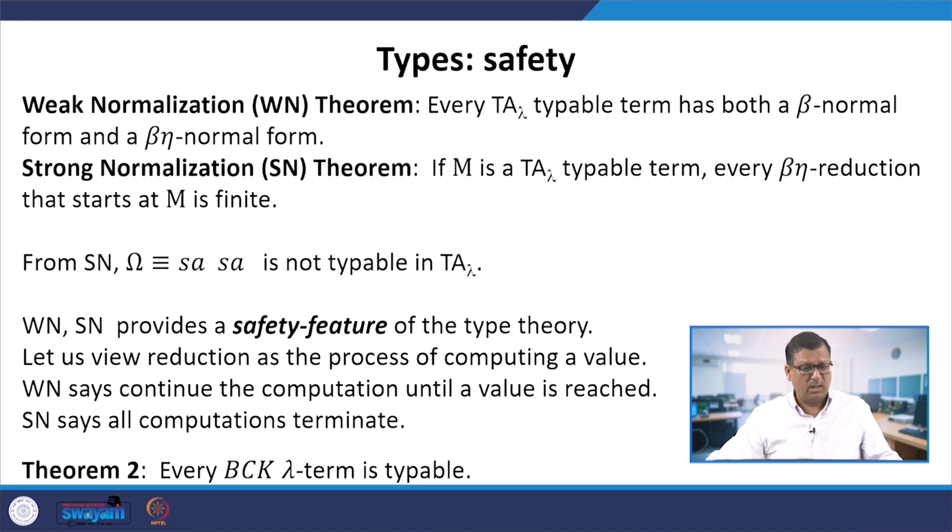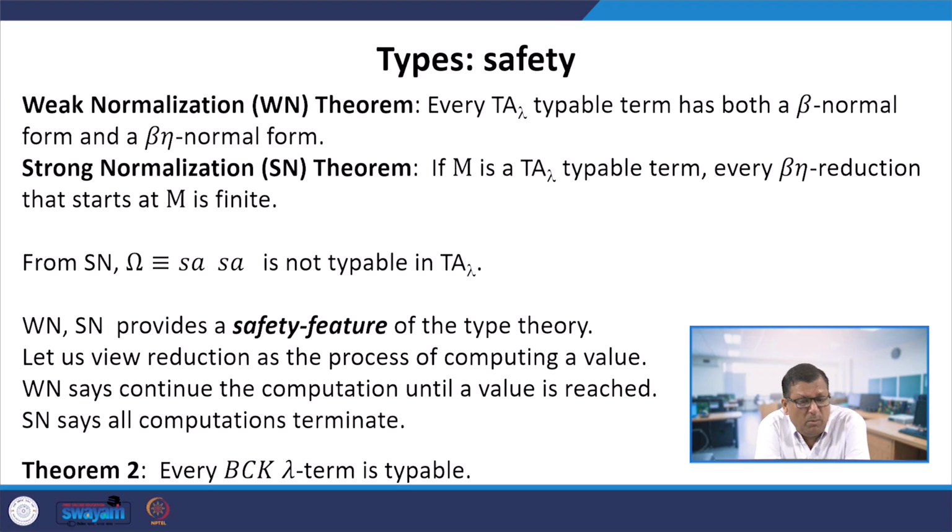Now we have two normalization theorems. The first one is called the weak normalization theorem. It says that every TA lambda typeable term has both a beta normal form and a beta eta normal form. Beta normal form means a normal form where no further beta reductions are possible, and beta eta normal form means a normal form where neither beta reduction nor eta reduction is possible. So if the lambda term is typeable, then it has both a beta normal form as well as a beta eta normal form.